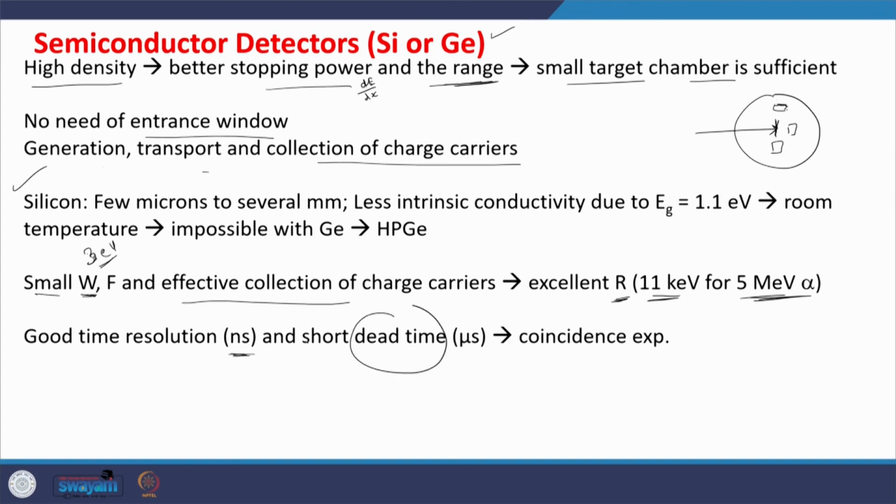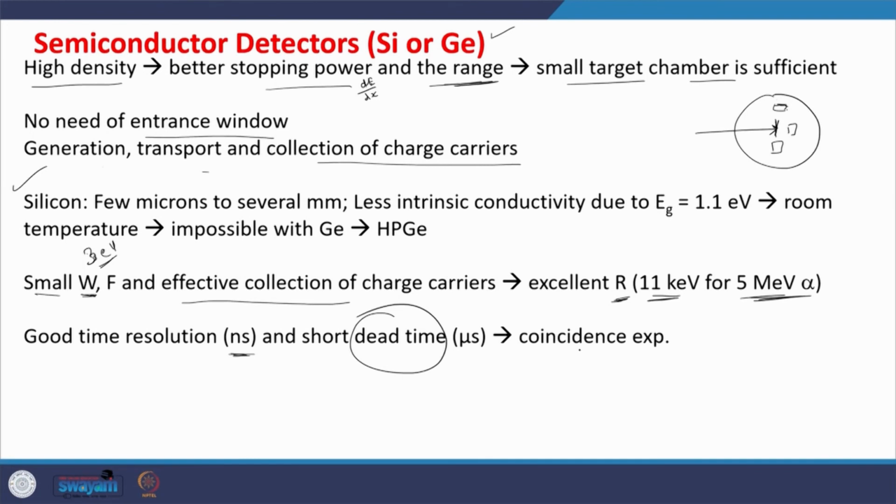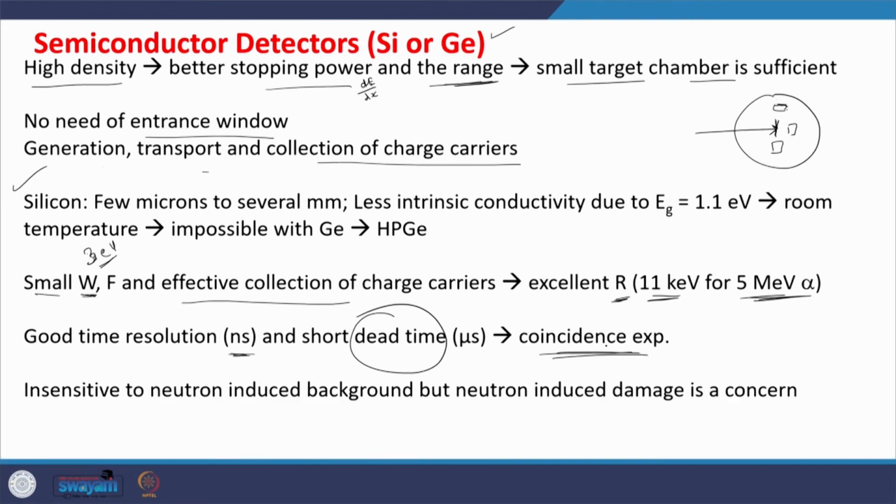Dead time: particles are continuously falling on the detector. So, before the second particle interacts with the detector active volume, sometimes the detector will die for some time, during which it cannot consider the second event. So, this is called dead time. The dead time is quite high in the case of gas filled detectors, whereas in the case of semiconductor detectors it is quite less, and because of this reason coincidence experiments prefer the use of semiconductor detectors.